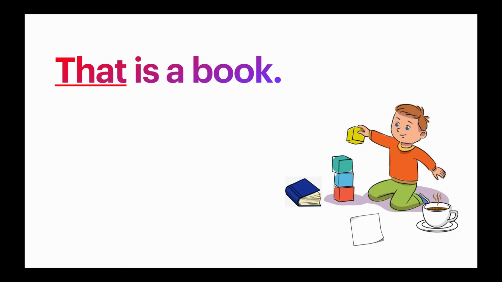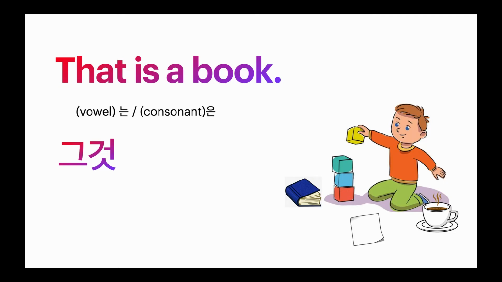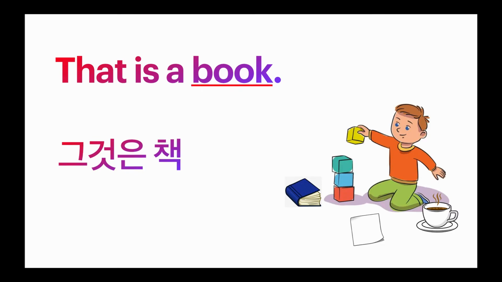Let's start with that, which is close to him, and not followed directly by a noun, so the word would be 그것. Now we need to add the topic particle of 는 or 은. What do you think? 그것 ends with a consonant, so we need to add 은. 그것은. Book. 책. A we can ignore. So how about is? 이에요. 그것은 책이에요.